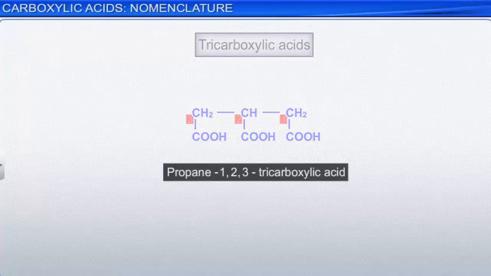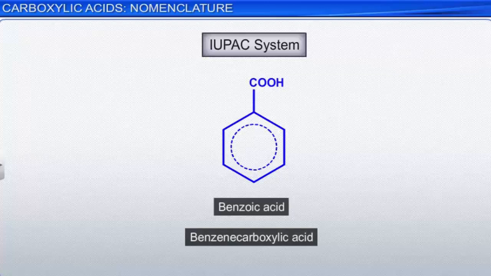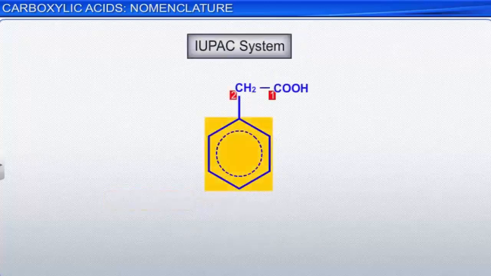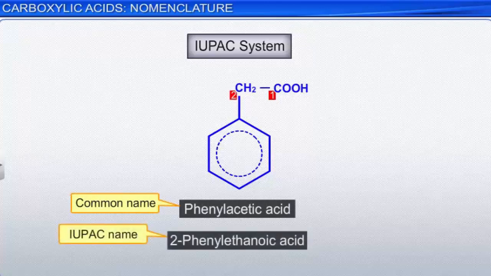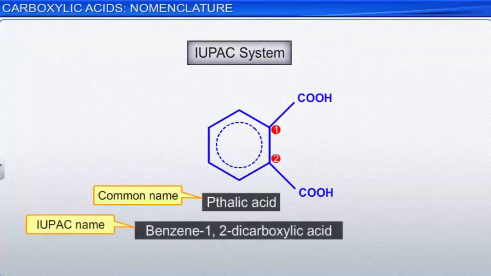In the IUPAC system, benzoic acid is named benzene carboxylic acid. Note here that the common name benzoic acid is also accepted as the IUPAC name. If side chains or substituents are present, then they are indicated by numbers, with the carboxyl carbon atom being numbered 1. For example, phenyl acetic acid shown here is named 2-phenyl-ethanoic acid. Similarly, phthalic acid is named benzene-1,2-dicarboxylic acid.